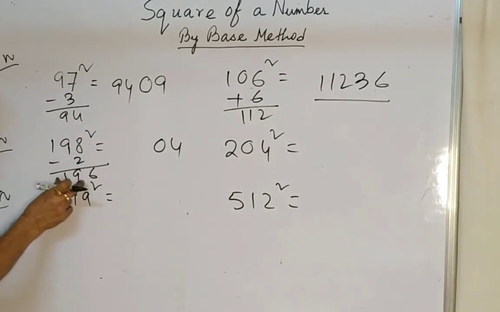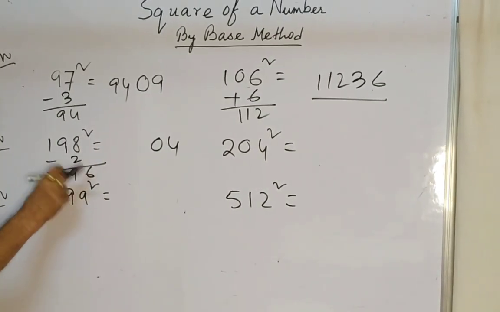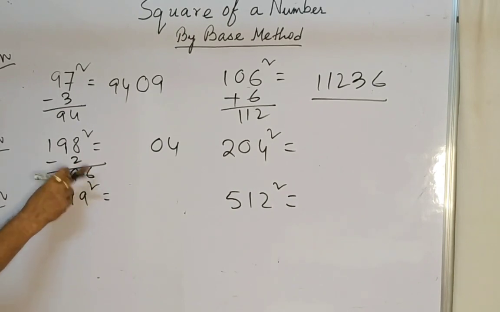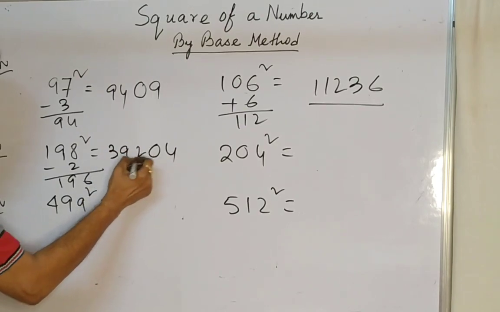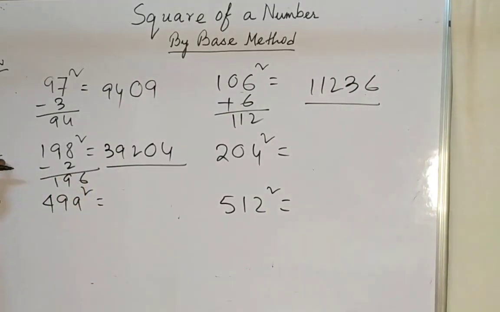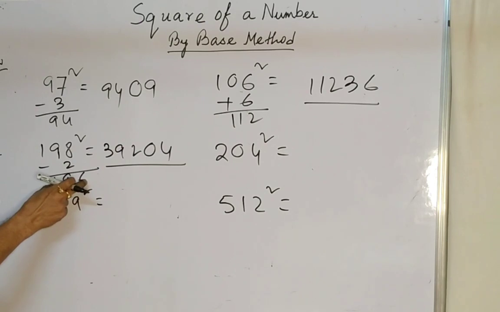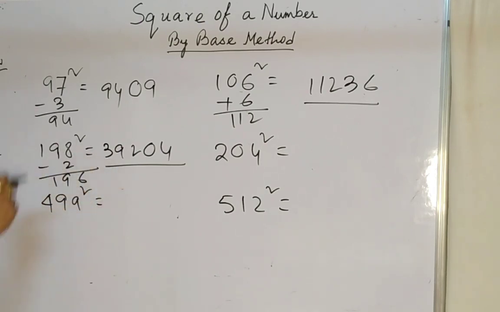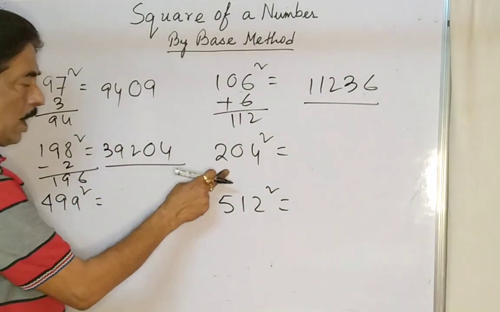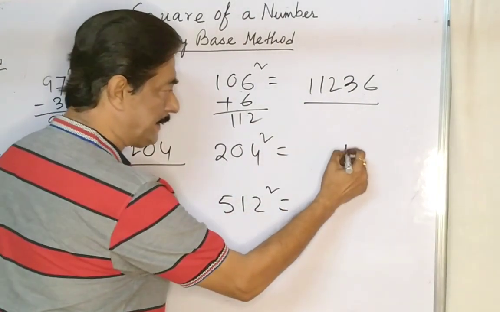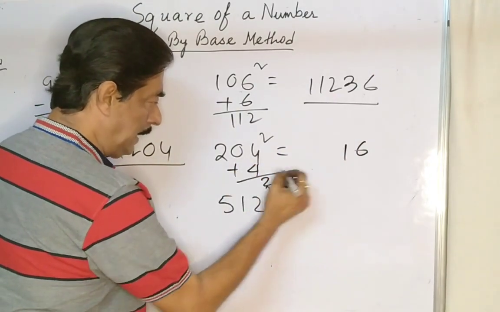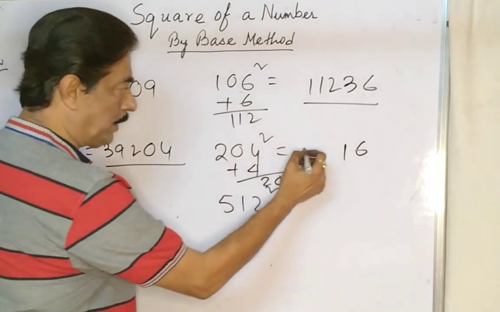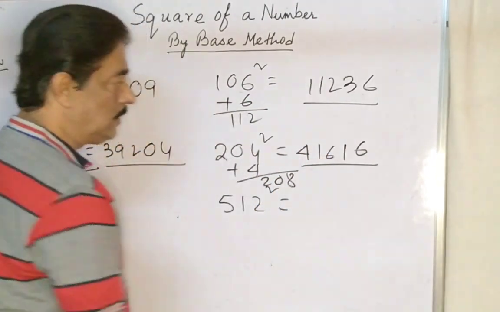When base is 100, we can write directly. When base is 200, you have to make it double. So 200 doubled is 400, and 8 less, 392 is your answer. Make it double because your base is 200. So 196 doubled is 392. Your base is 200. How much more? 4 more. 4 square is 16. You have to add, then 204 plus 4 is 208. Your base is 200, make it double. So 416 is the answer.